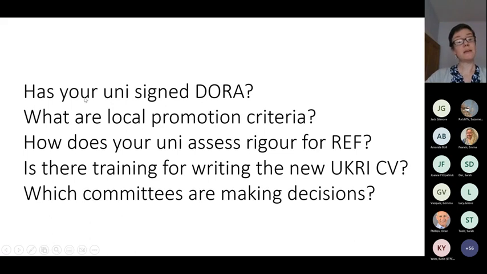Has your uni signed DORA? What are your promotion criteria? Let's get them in black and white and make them public. How do you get assessed for rigor for your outputs? Oh, I didn't speak about this much, but UKRI, the big funder in the UK, is changing the way CVs are written to a way that I think is much more conducive to better rigor in papers. And it's something you need to know about locally. And who are making these decisions? And can you chat with them? So these are places to start when you're thinking about open data, open research in a political way, which unfortunately I think we have to do.